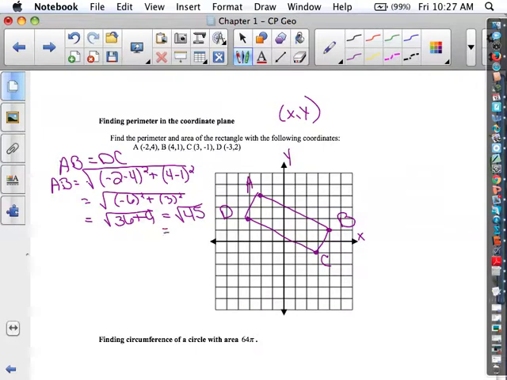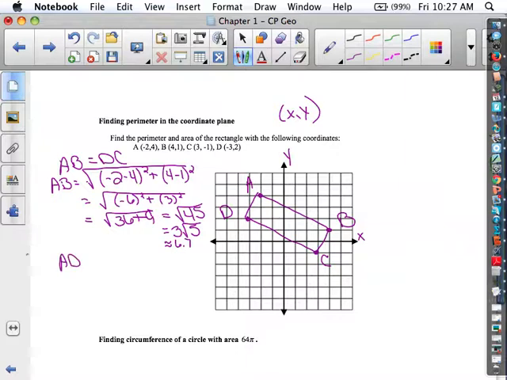Hopefully, you can simplify that because the factors of 45 are 9 and 5. 9's a perfect square. Square root of 9 is 3. So in simplest radical form, that's 3 root 5. Some of these we'll also find decimal form for. So let's do that. Square root of 45 is approximately equal to 6.7. Okay, now let's find BC.